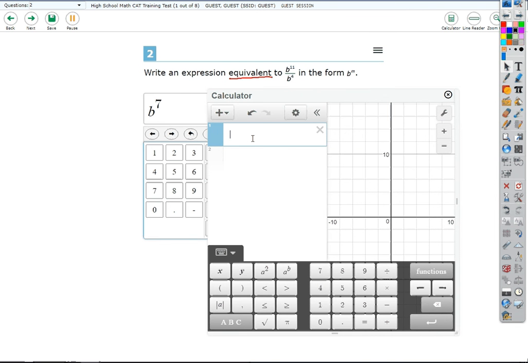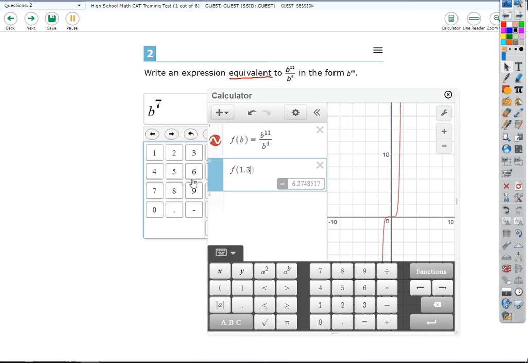You can set up, all you have to do is define a function, and then you can just plug numbers into the function. So the first one up here, we'll call that f of x, or f of b, actually, because b is the input, right? So f of b equals, and then I'll just do b to the 11th divided by b to the 4th. Right? And so if I want to plug in a random number, then I can do like f of 1.3 if I want to. And there's the answer I get, right?